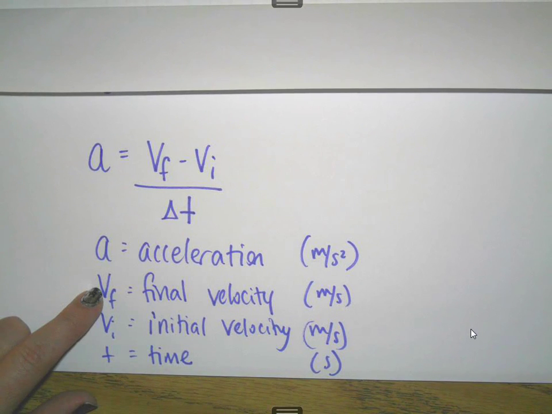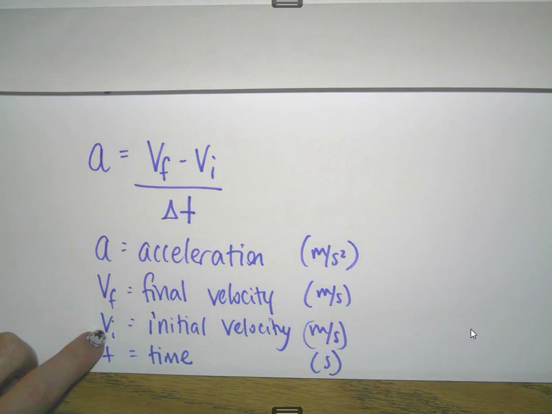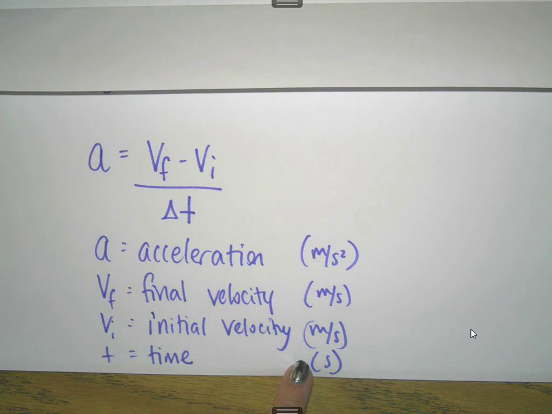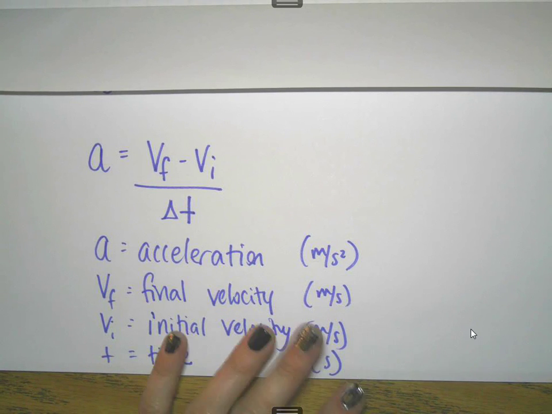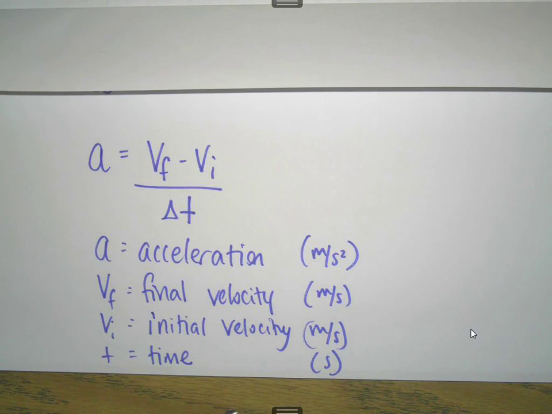Vf stands for final velocity. That means your ending velocity, where something stopped, like where it ended up at. Vi is your initial velocity. That's where it began. Where did it start out at? And then t is time. You can see the breakdown over here for the units. All of this is assuming that we're doing the typical meters per second squared.